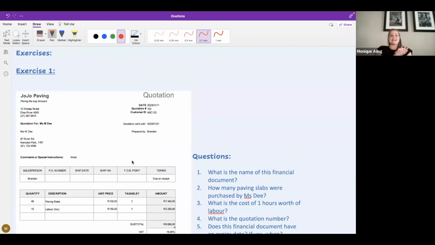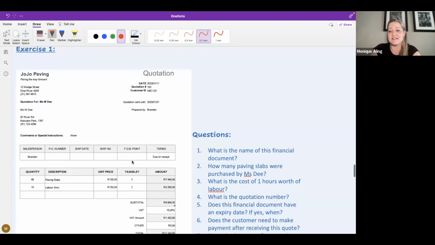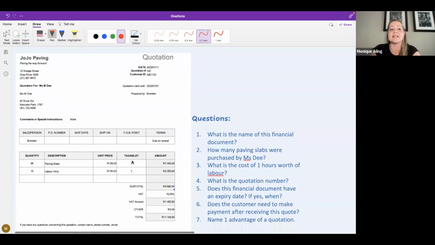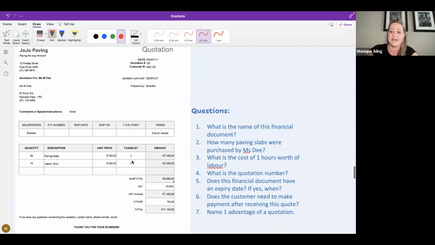Okay, so let's actually get into exam type questions when it comes to financial documents. It's not a common question, but it can be in a test. And if it is, it's your lucky day because there are really nice, easy marks when it comes to financial documents. So the key is to just have a quick look at it first.